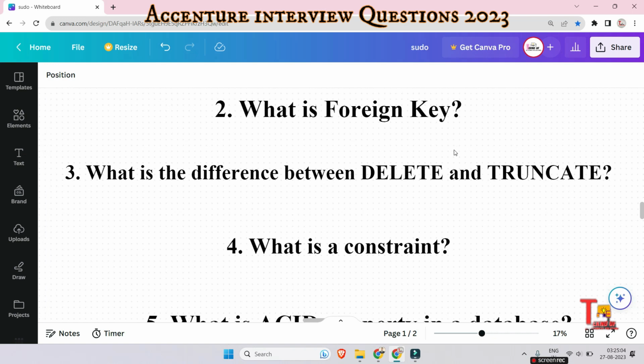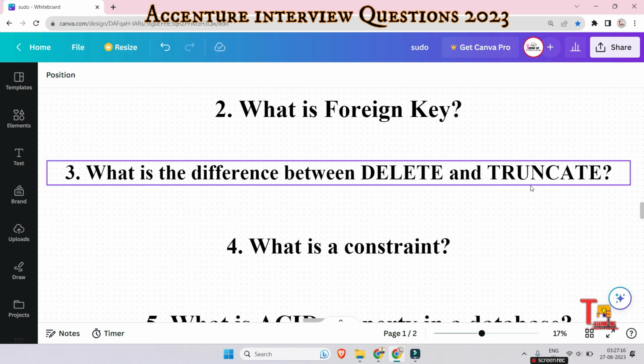Okay, the next question is, what is the difference between delete and truncate? This is most asked to the CSIT students, right? You can answer this way, that delete and truncate both will delete rows of a table, right? And rollback of data is not possible in case of delete, and in case of truncate it is possible, right? And delete is a DML, I mean data manipulation language command, and truncate is DDL, I mean data definition language command, right? And delete is comparatively slower and truncate is comparatively faster, right?